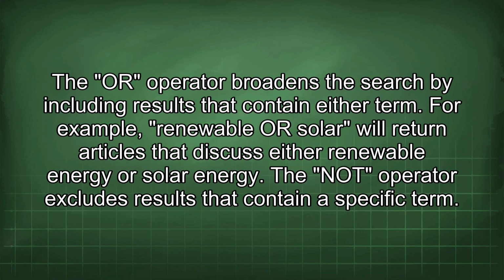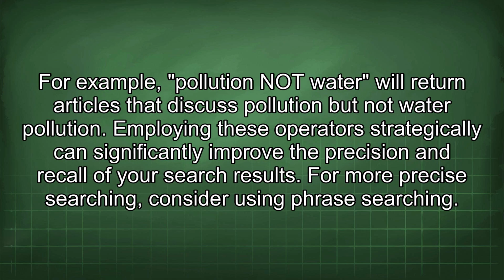The OR operator broadens the search by including results that contain either term. For example, renewable OR solar will return articles that discuss either renewable energy or solar energy. The NOT operator excludes results that contain a specific term. For example, pollution NOT water will return articles that discuss pollution but not water pollution. Employing these operators strategically can significantly improve the precision and recall of your search results.